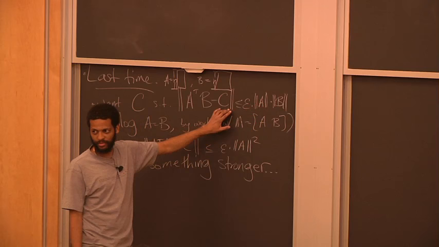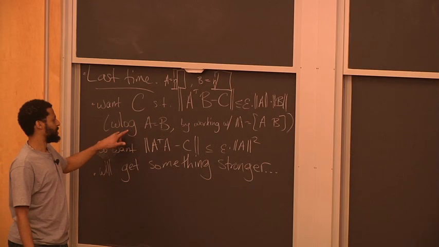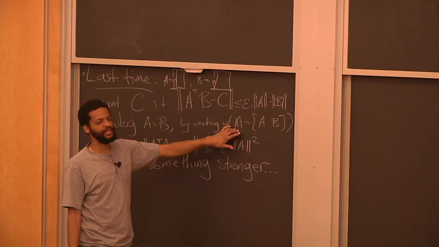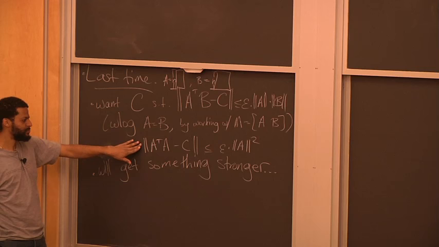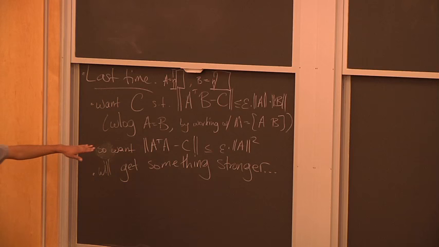At the end of last lecture, I mentioned that, without loss of generality, we can assume that A equals B. Because instead, we can spectrally approximate this matrix M, and if you approximate M transpose M, it implies that you approximated A transpose B. So from now on, A and B are the same matrix. This is what we want down here, and today we're going to achieve something a little bit stronger than this.